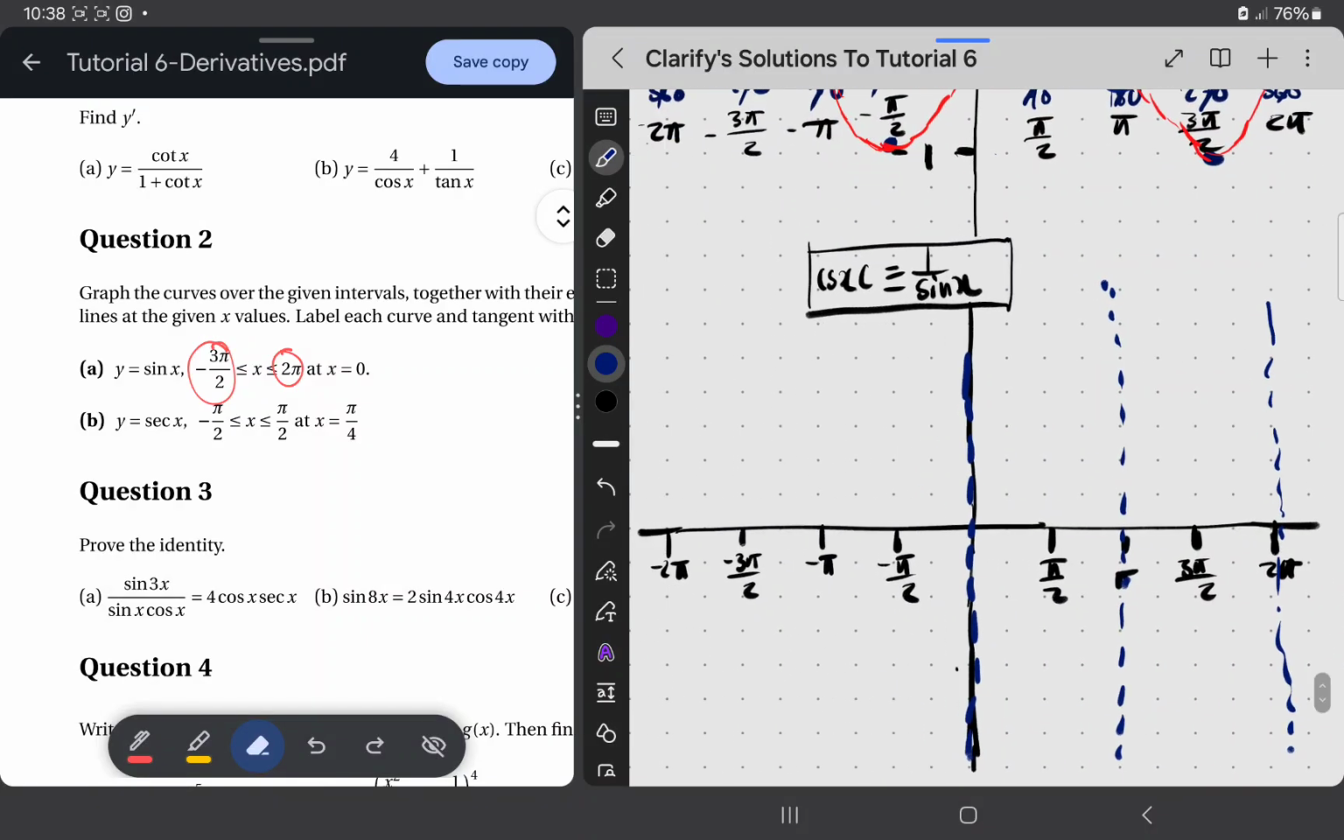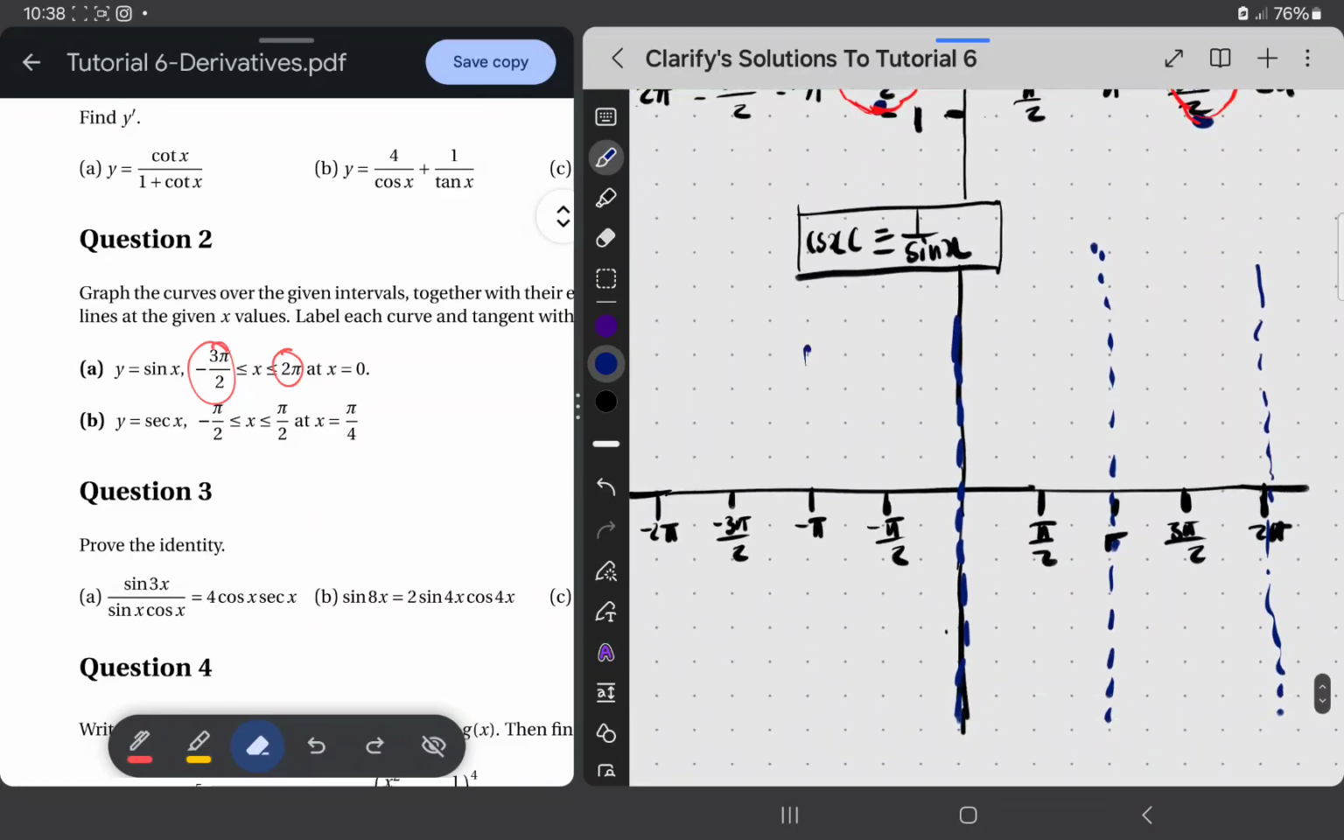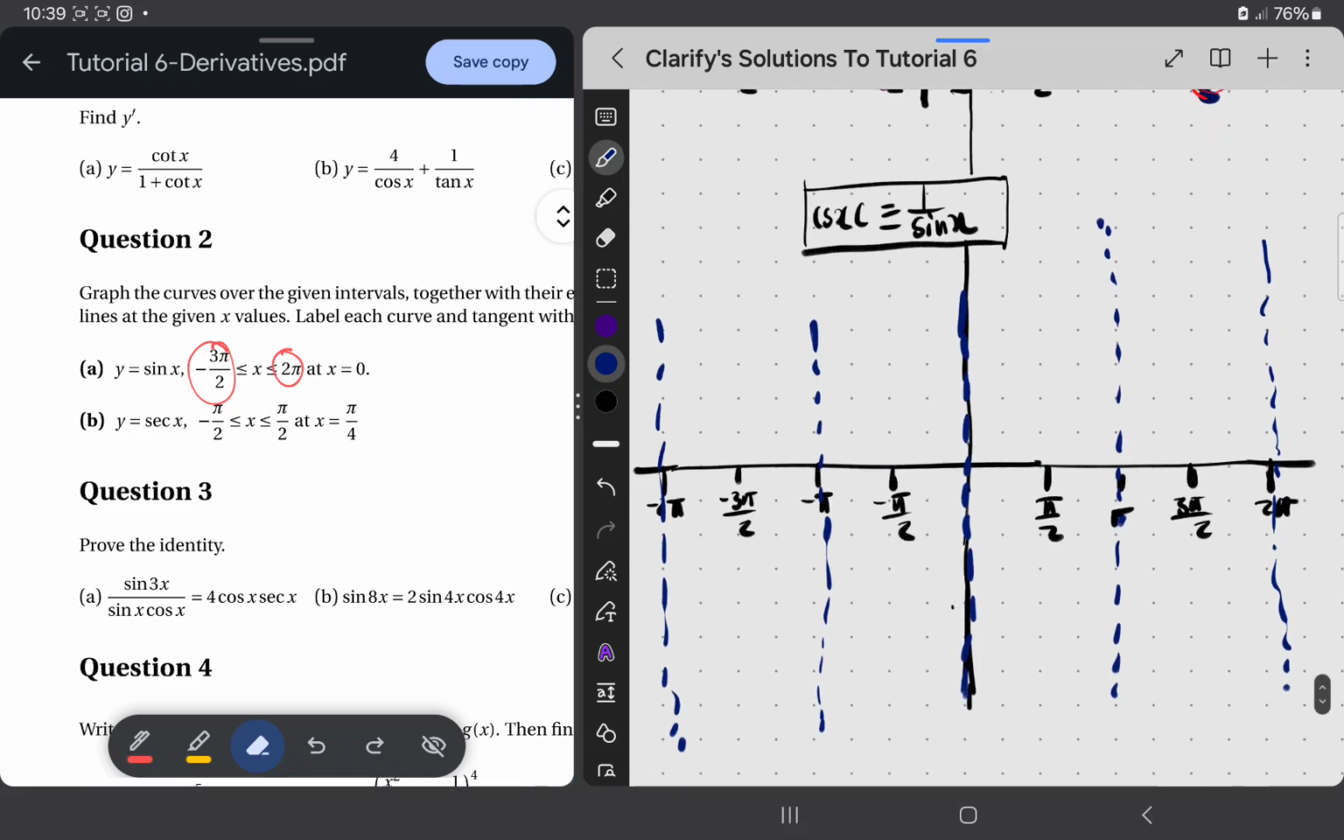There's going to be something right here. Then where else was it 0? It's negative pi, so we come to negative pi. It was 0 again here, like this. Then negative 2 pi, that's what it also means. It's going to be 0. So now, how do I then plot?